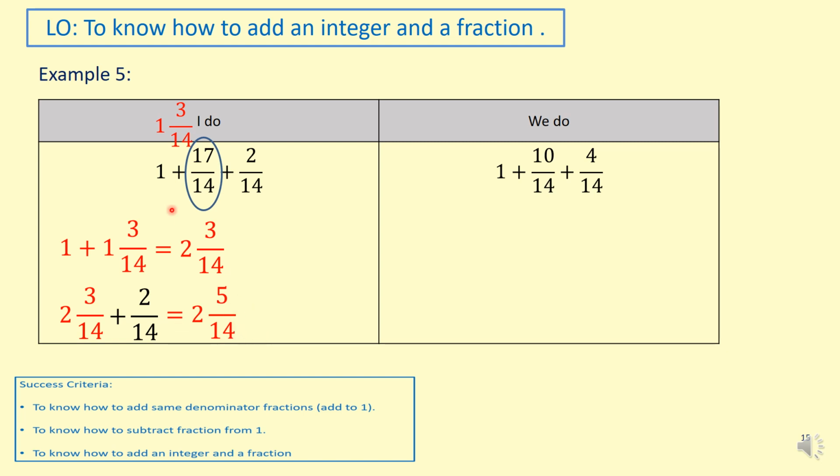So don't worry if it's three fractions, just pick the first two, find the answer first, and then the answer for the first part, add the last part, and you do it that way. So 2 whole stays there, and the denominator stays the same, and you write the top at the top. Now pause the video, have a go please.